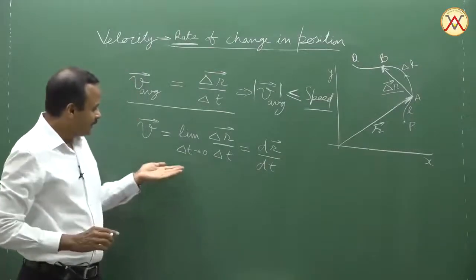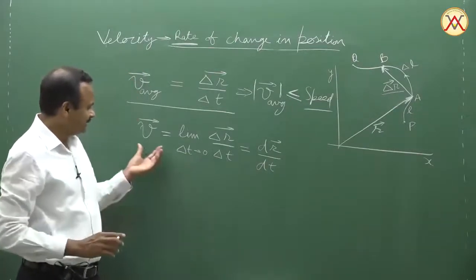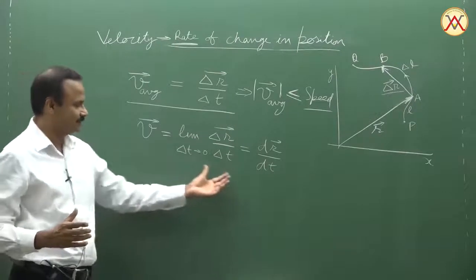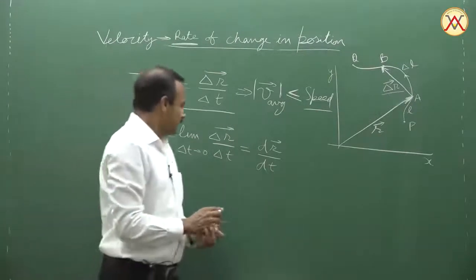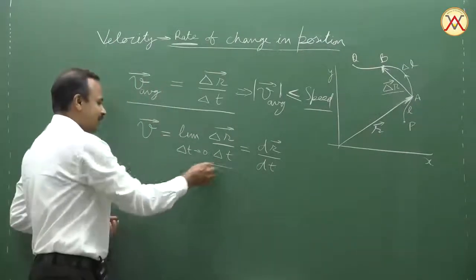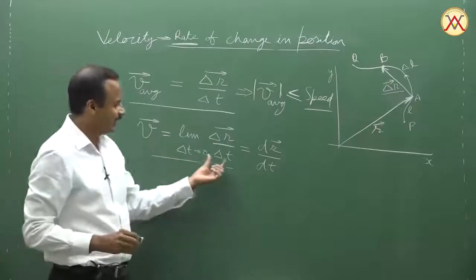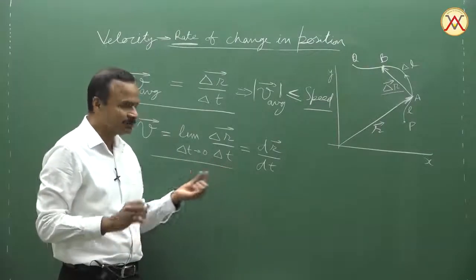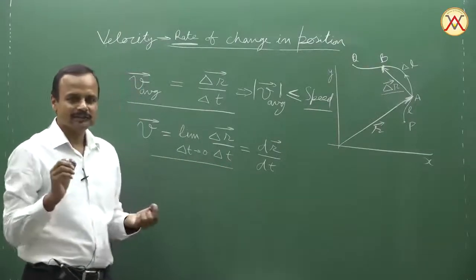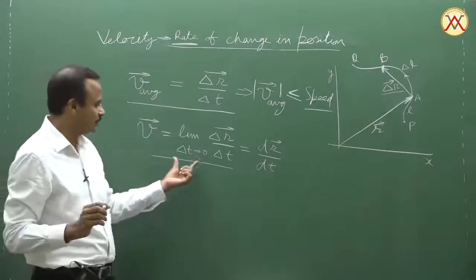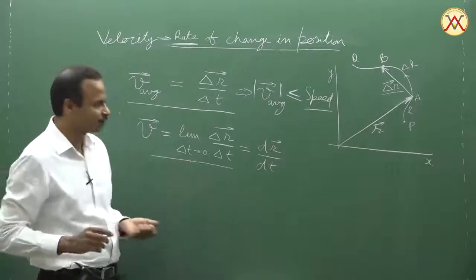Now how do we compare the magnitude of instantaneous velocity to the speed? See, for finding instantaneous velocity, I have to reduce this time interval to a very, very small value, which we call limit delta t tends to 0.